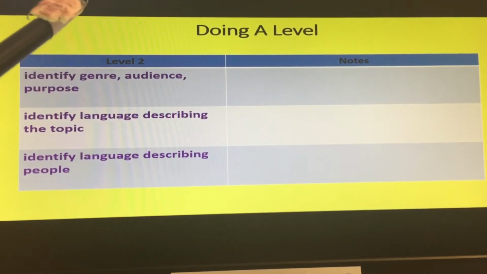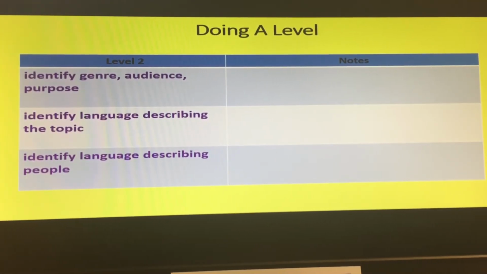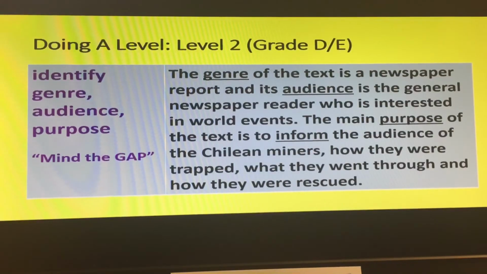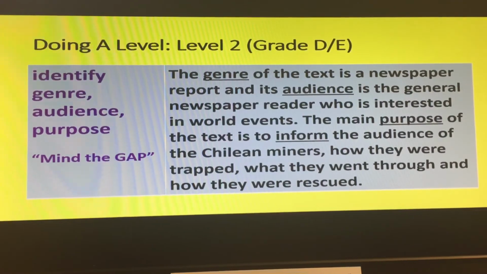All right. So I'm now going to show you how we can put 3 paragraphs together in response to this text using these 3 headings. Here's your first example. So what I've said is that the genre of the text is a newspaper report. So I've identified the genre. And then I've gone on to say that its audience is the general newspaper reader who is interested in world events. Okay, so what I've done now is I've identified the genre and I've identified the audience.